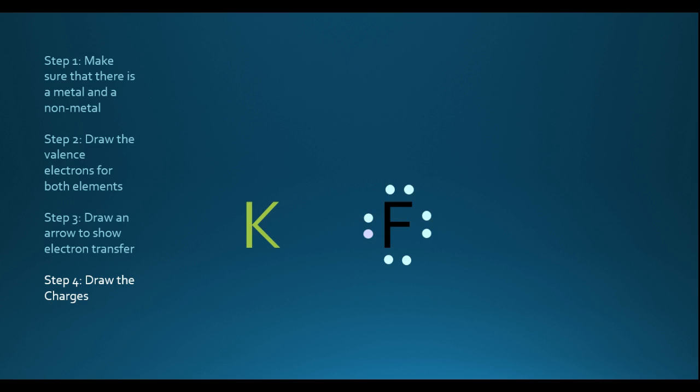Step 4, the last thing you do is to draw in the charges. Potassium lost a negative electron, so it becomes positively charged. Fluorine gained a negative electron, so it becomes negatively charged, and of course they attract to each other for the final result.